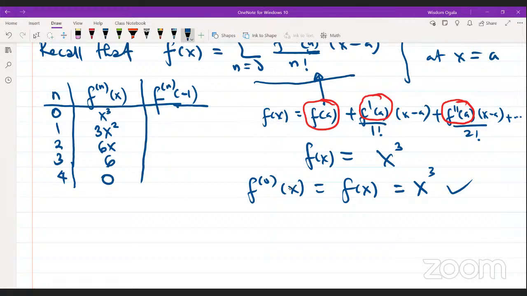So now this next step, what is this next step saying? Plug in. This is f_n of x, right? What is f_n of -1? When x equals -1, what happens? You got (-1) cubed, which is what? -1. This is going to be 3 times (-1) squared, and this is just 3. This is 6 times -1, which is -6. This is 6, and this is 0. Okay.